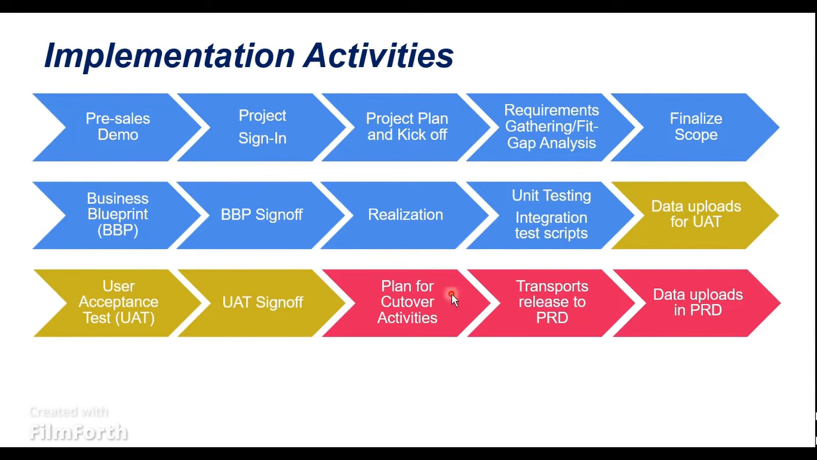Once we plan for the cutover activities and we have the complete list from each module, we are going to release the transports into the production system, or PRD. The transport release to PRD will only happen once we have the sign off received from the customer on the UAT part, right?